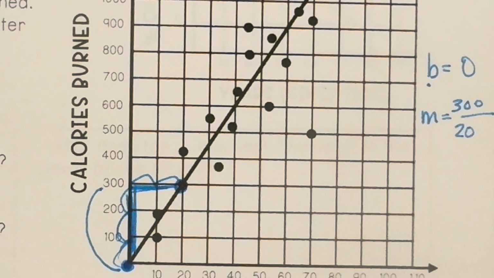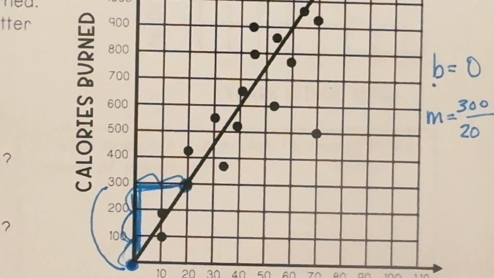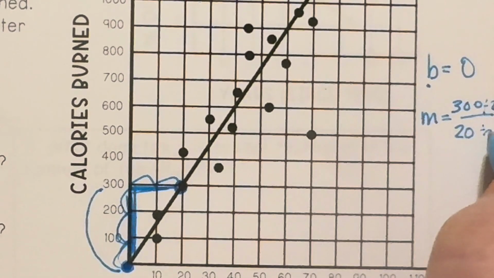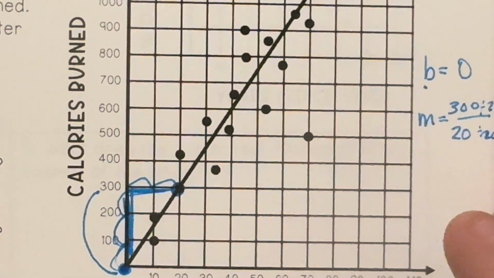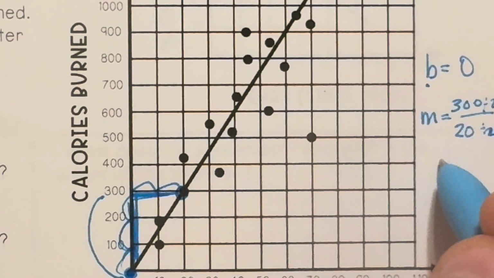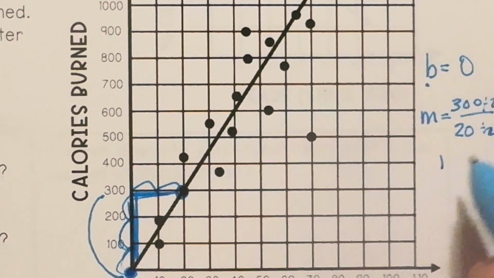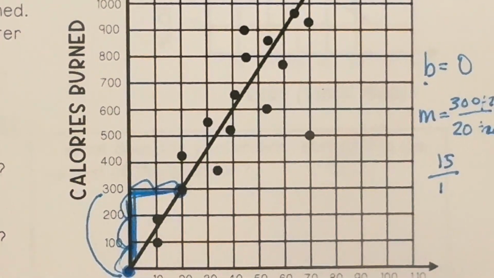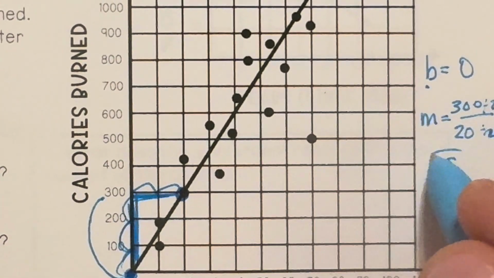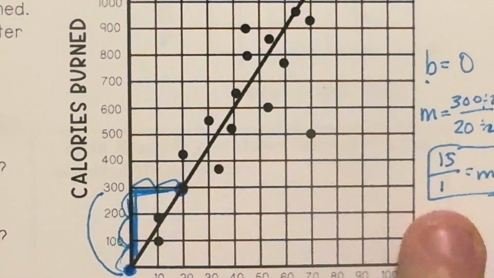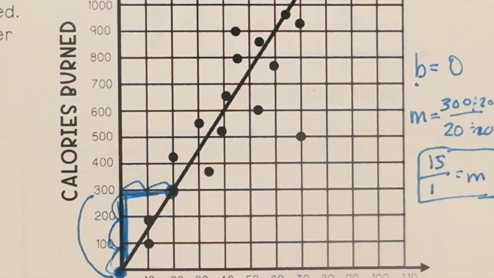All right. One thing that I do know is that 20 will divide into 300 and 20. So I can divide 20 on both sides. And I'm going to get 15 over 1. Okay, so my slope is 15 over 1. And my y-intercept is 0.